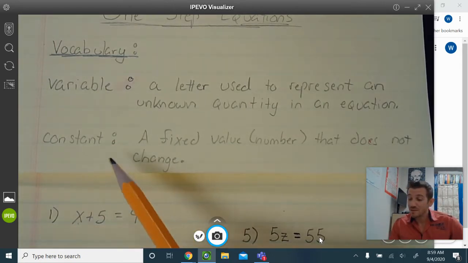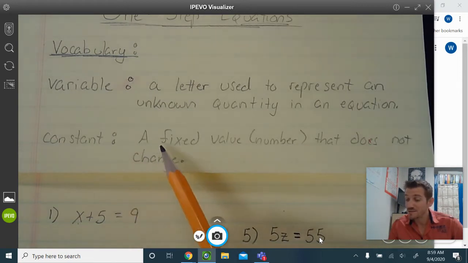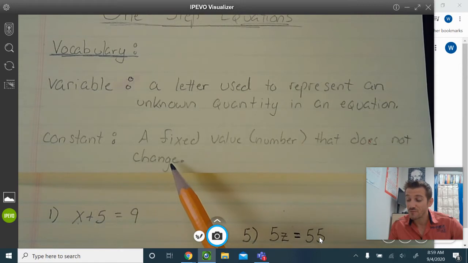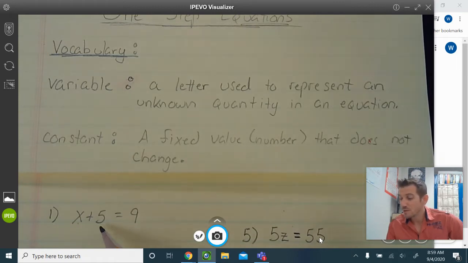Next, there is something called a constant. A constant is a fixed value, a number, that does not change. So, for example, the 5 is considered a constant because it is not currently changing.